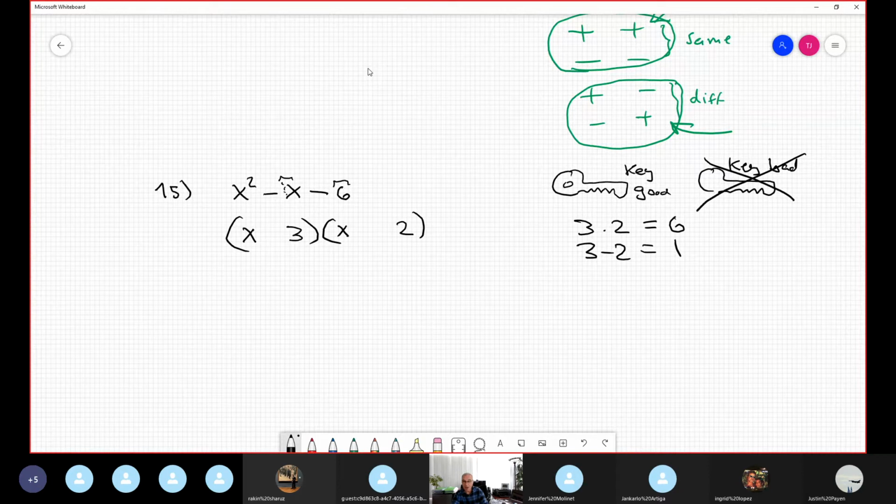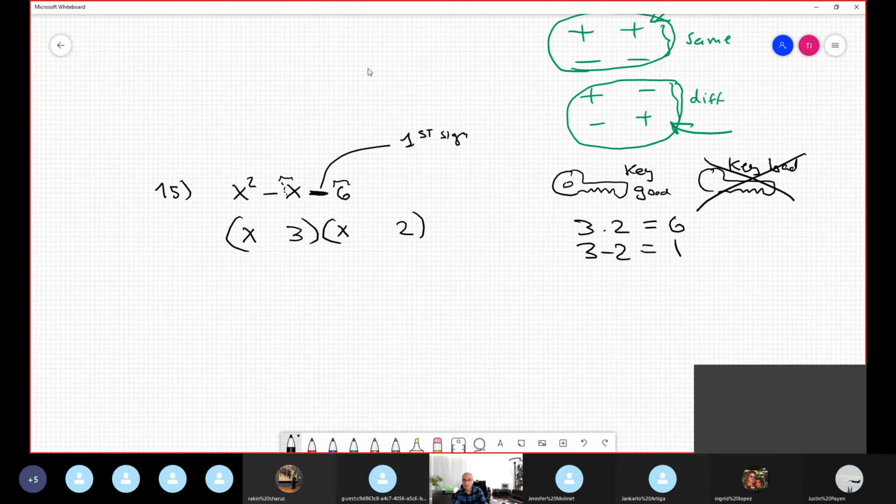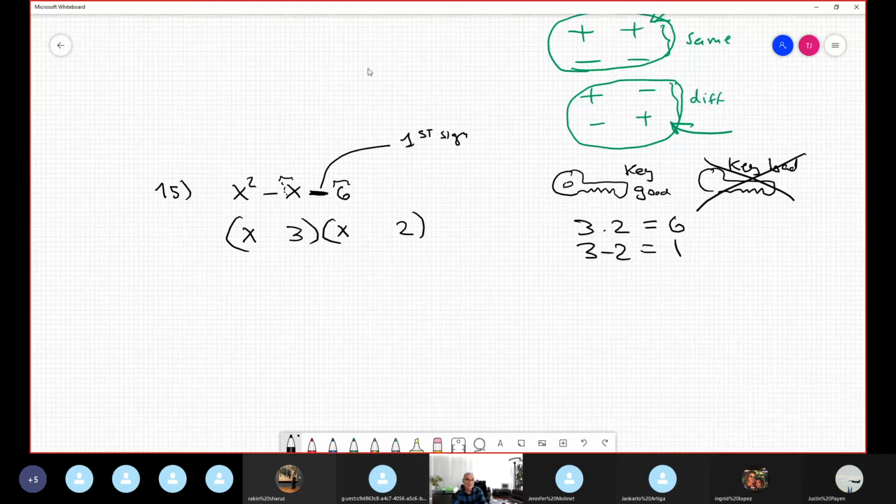Okay. I found the key. I copied that. Now I need to set out the signs. Look, the sign. This is the first sign, and negative. Different sign. Yeah, it's different sign. Who is positive and who is negative?